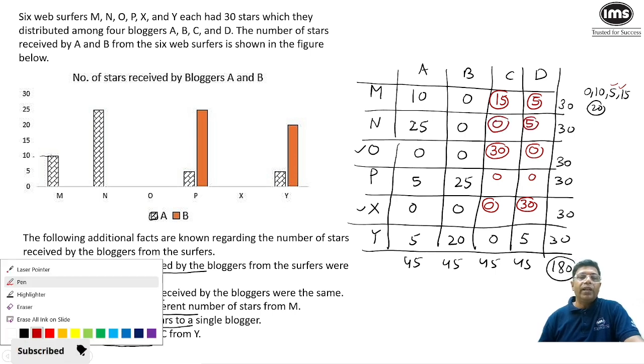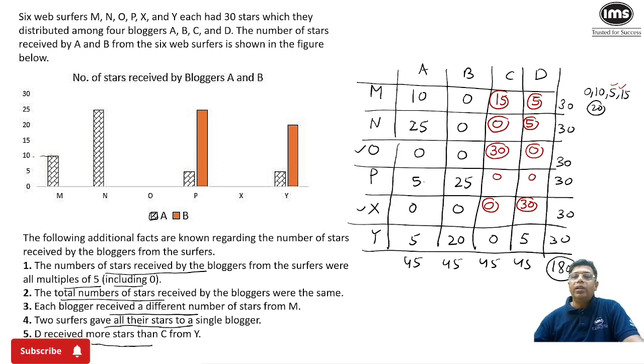And if I make another scenario by changing the color, the reverse case is wherein O gives 0 to C, while giving 30 to D. So this case gets reversed. X will give 30 stars to C, while 0 to D. Again, Y will definitely give 5, 0, 0. Here the only thing that will happen is this guy will get 15 again, because if you have to make C 45, then he has to get 15 from M. So this case is not going to change.